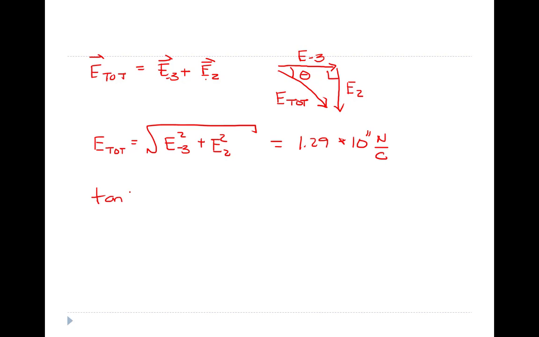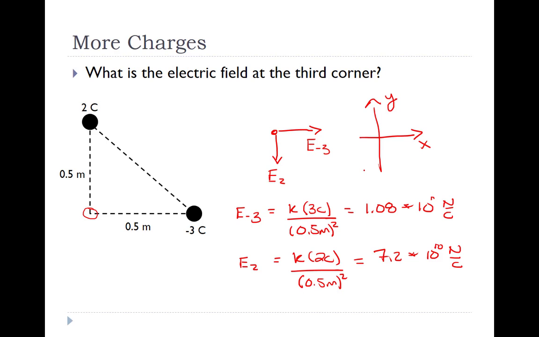And I can use trig. Tangent of theta is E2 over E negative 3, and that results in an angle of 33.7 degrees. So now I know the magnitude and direction of the electric field at the third point of the triangle. If I go back to the triangle, what this is telling me is that the total electric field is going to point something like this, 33.7 degrees.